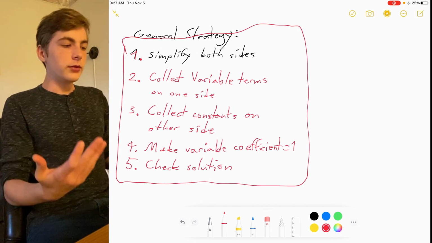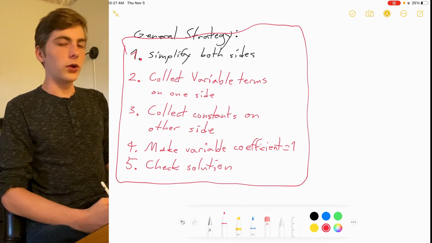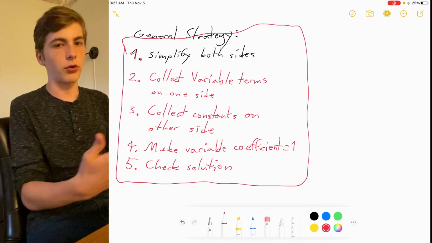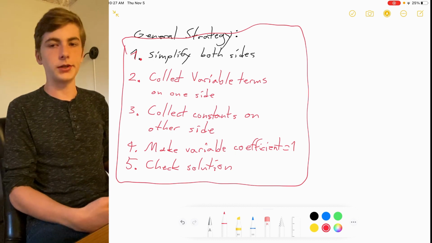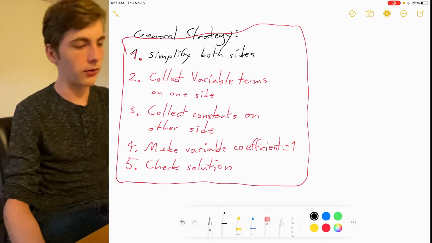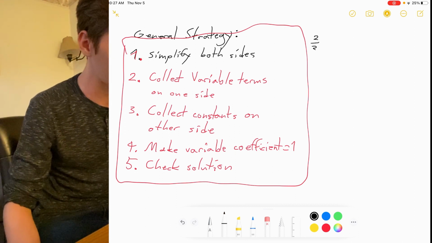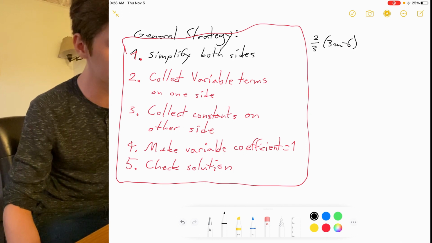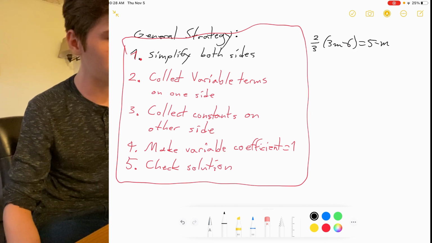So now I'll move on to the general strategy. What's our general strategy? Every time we come to a linear equation, what is the process that we follow? I'm going to go through these steps with an equation so you can see how it plays out. So we're going to have this equation: 2/3 times (3m minus 6) is equal to 5 minus m.